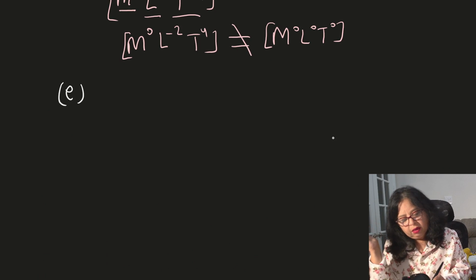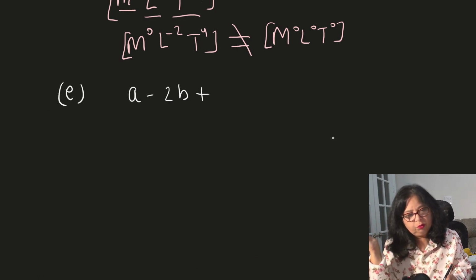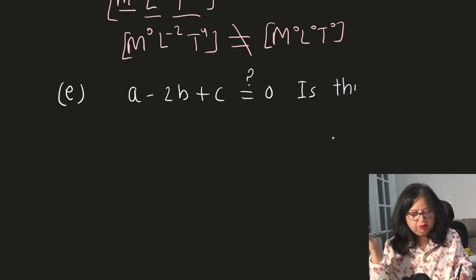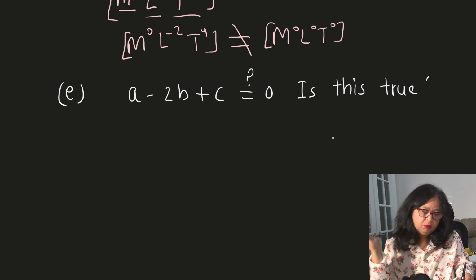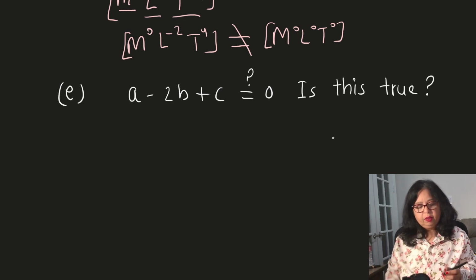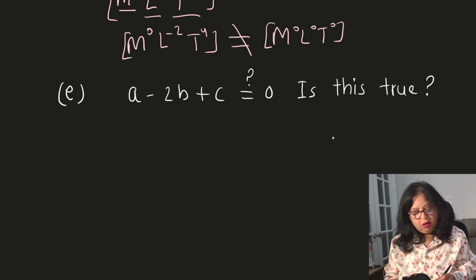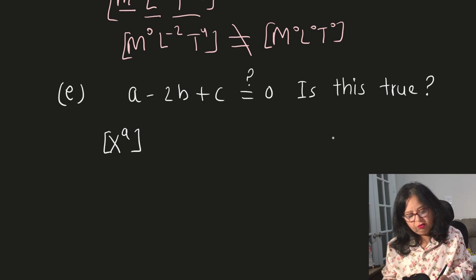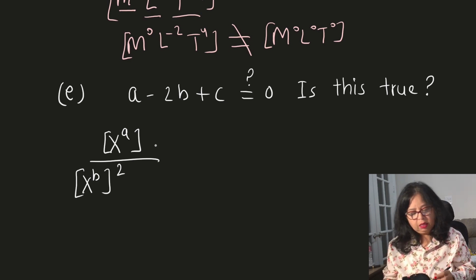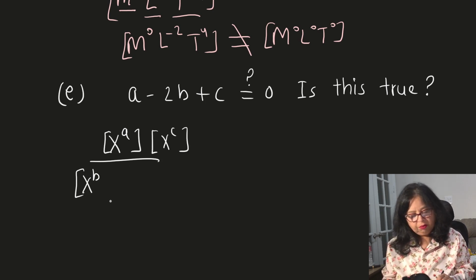Now let me show you a different version of this. Let's make an option E and make that A minus 2B plus C. Is that equal to 0? Is this true? So we just saw that this should give us x to the power A divided by x to the power B 2, times upstairs is x to the power C. Let me fix this a little bit at the bottom.